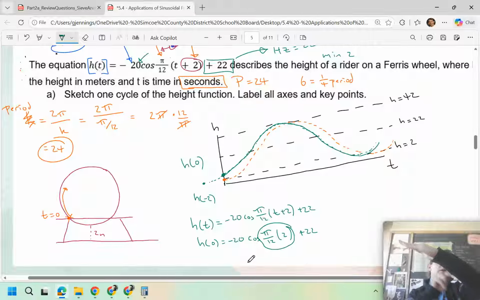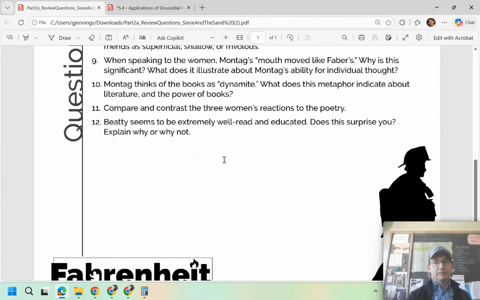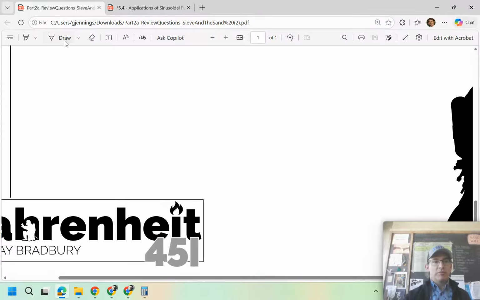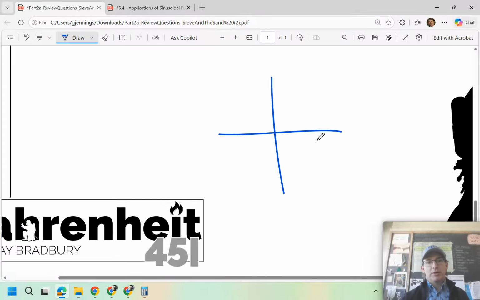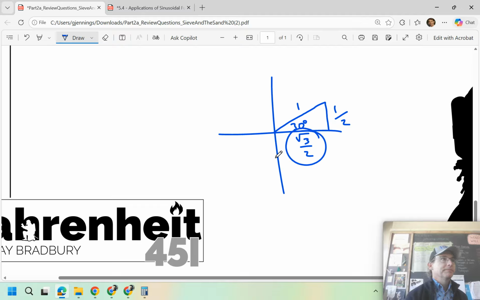Adjacent over hypotenuse, yeah? What is that? I visualize my unit circle. I have pi by 6 here. That's the 30-degree triangle. That's 1, that's 1/2. That's root 3 on 2. Cosine.